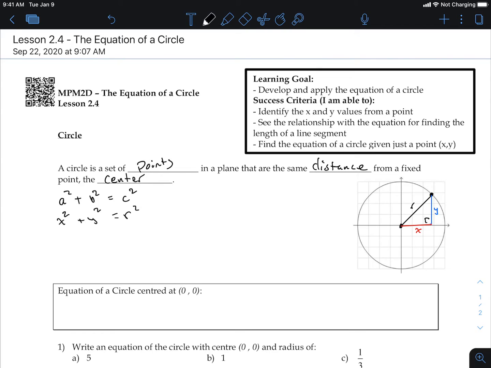Well, it turns out this is the equation of a circle when it's centered at the origin, right here. The origin being 0, 0. Okay, so down here in the box, you can write x squared plus y squared equals r squared. That's where the equation of a circle comes from. Okay.